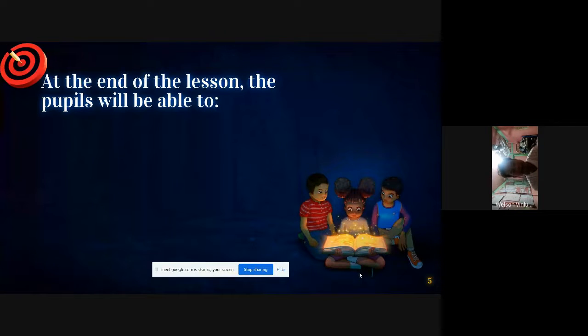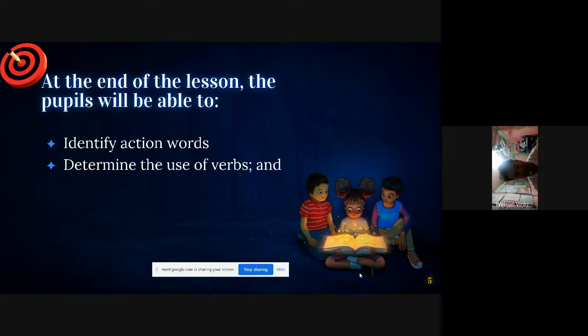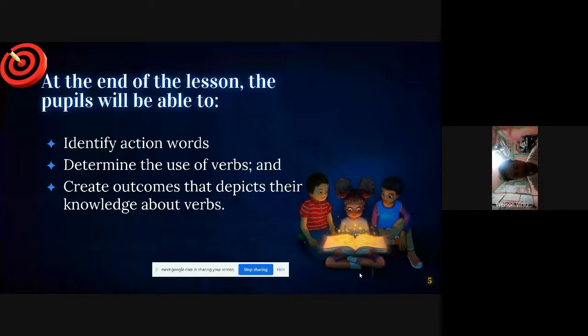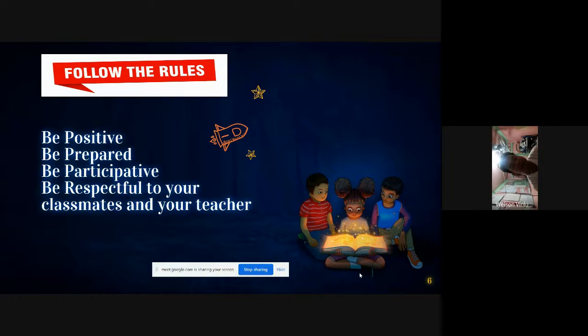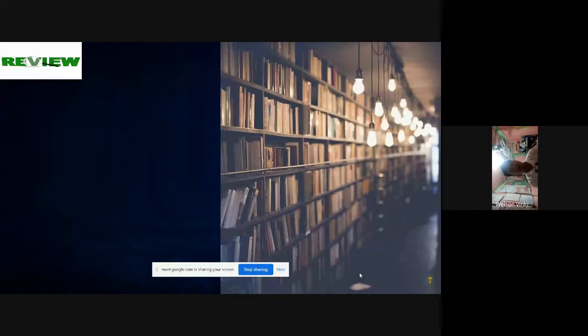So let me first state the learning objectives of this lesson. At the end of this lesson, the pupils will be able to identify action words, determine the use of verbs, and create outcomes that affect their knowledge about verbs. Before we continue, let us recall our guidelines in having a lesson in our classroom. First, be positive. Second, be prepared. Third, be participative. And the last is be respectful to your classmates and your teacher. Do you understand?